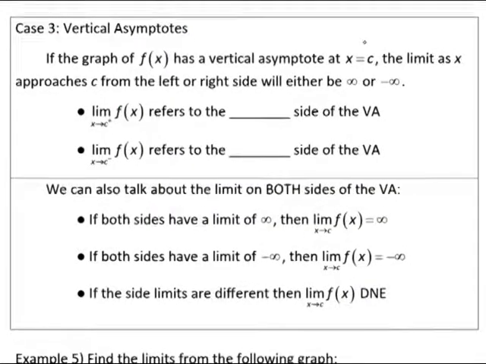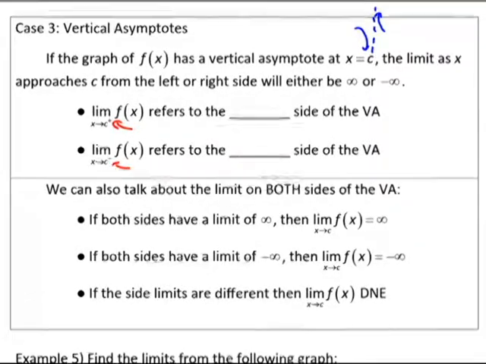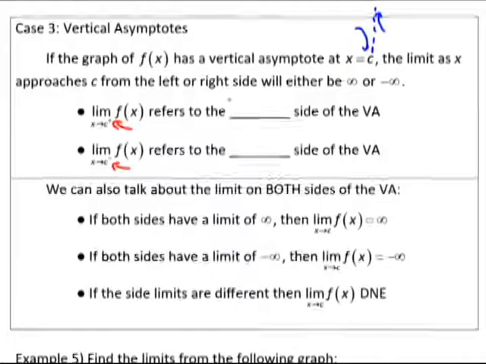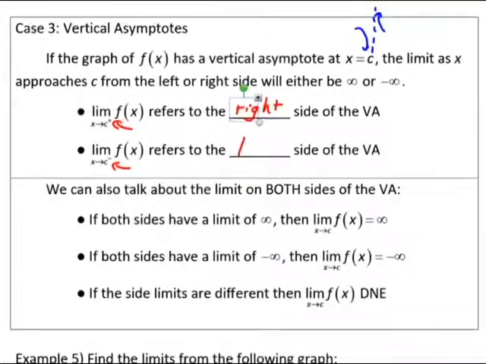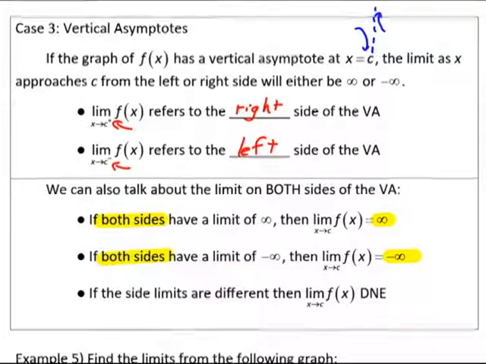When we have a vertical asymptote, our answer might be different depending on whether we approach the asymptote from the left or from the right. We'll use the same notation that we used with piecewise functions to refer to the left or the right side of the asymptote. The general limit is going to follow the same rules that it did with piecewise functions. If both sides have the same limit, then the general limit will match. If the side limits are different, it does not exist.